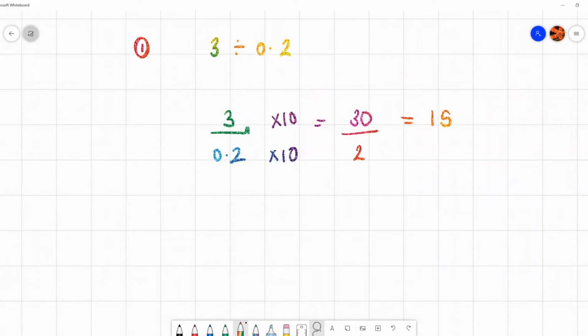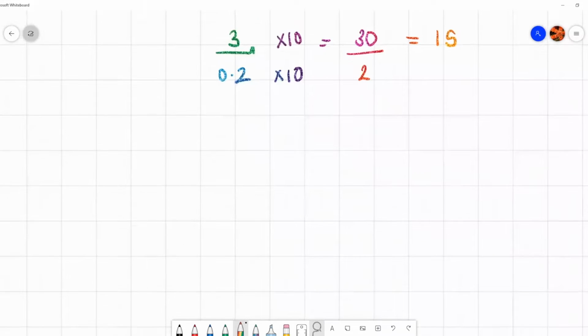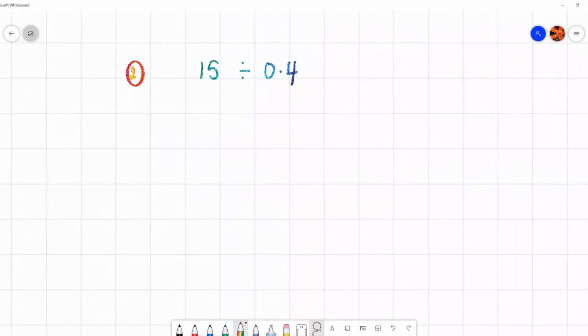Let's have a look at another example then to do with this. Okay, let's do 15 divided by 0.4. So again, I know that I can write this down as a fraction. Now we have a problem because I do not want the decimal point. Okay, so we need to times 0.4 by something so it becomes a whole number, and the answer to that is 10. Whatever I do to the bottom, I have to do to the top. So 15 times 10 is 150, and 0.4 times 10 is 4.